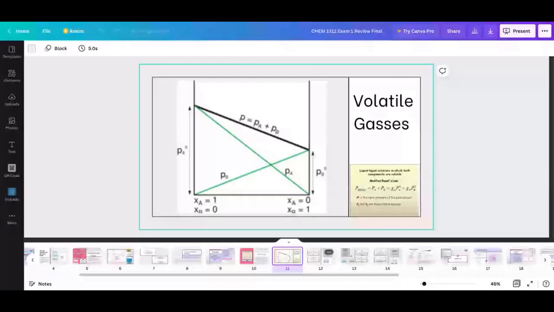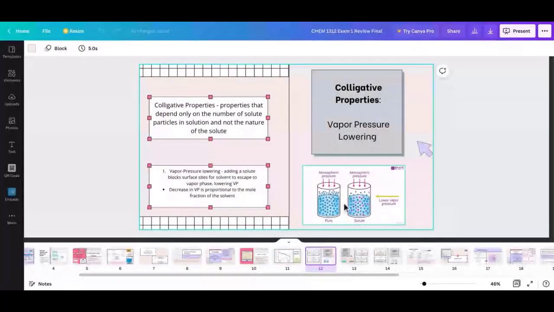Okay, cool. So now that's being done, let's talk about colligative properties, right? A colligative property is a property that depends only on the number of solute particles in solution and really not the nature of the solute itself. There are three to keep in mind. First, let's talk about the vapor pressure lowering.